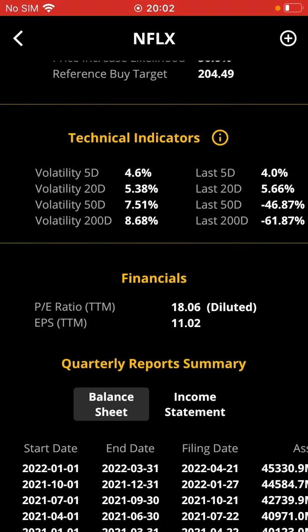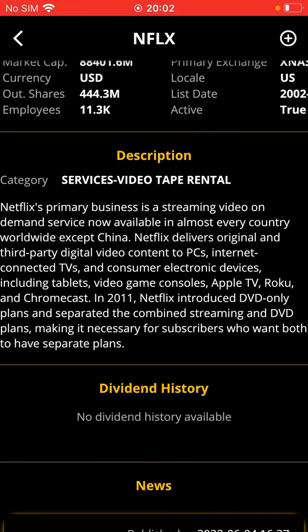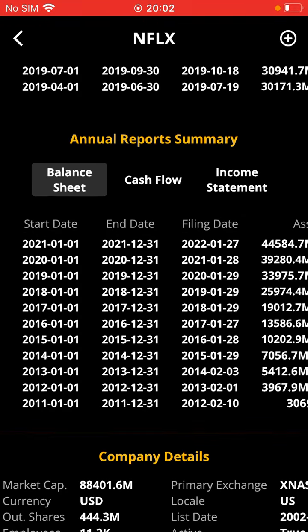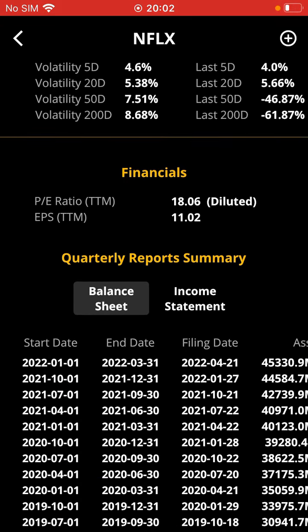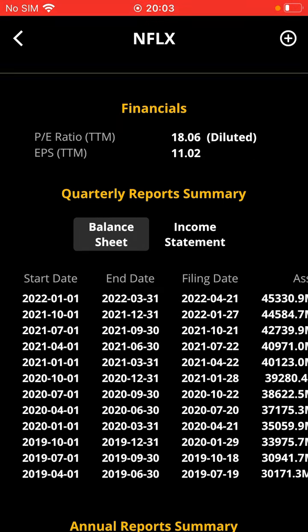Netflix is not one of those companies that is sharing dividends, based on the data that we have. On the other hand, the PE ratio has gone down to 18.06, which is quite a low value for such a company like Netflix at the moment. And the 12 months trailing EPS happens to be 11.02 right now. So this is a short analysis of Netflix.